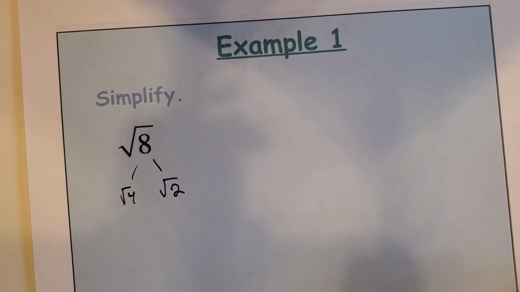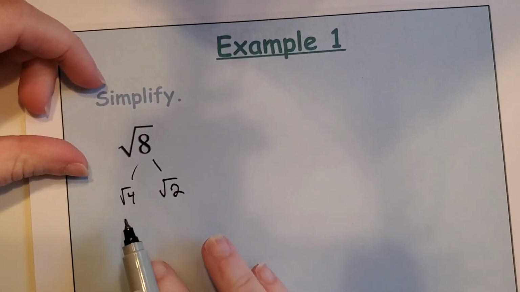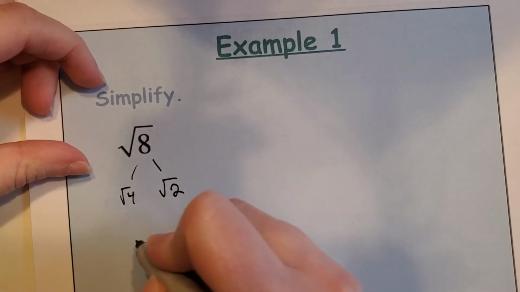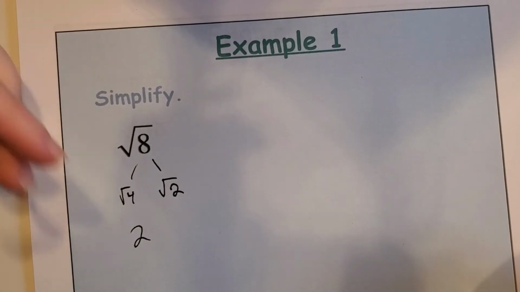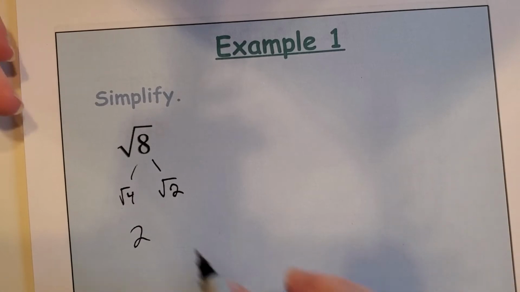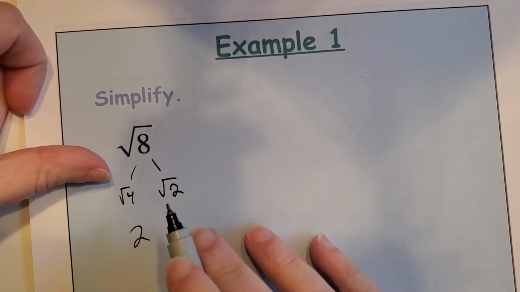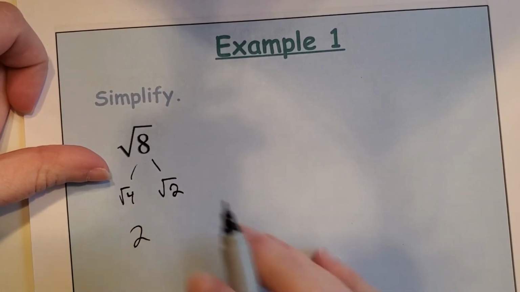Now, which one of these, again, is the perfect square? It's 4. We know the square root of 4. It's 2. We just saw earlier that the square root of 2 is going to get us a horrible decimal. So we're not going to deal with that horrible decimal, and we're going to leave it as the square root of 2.